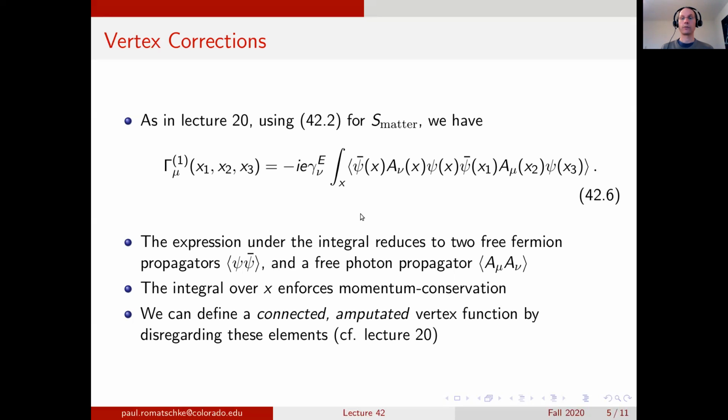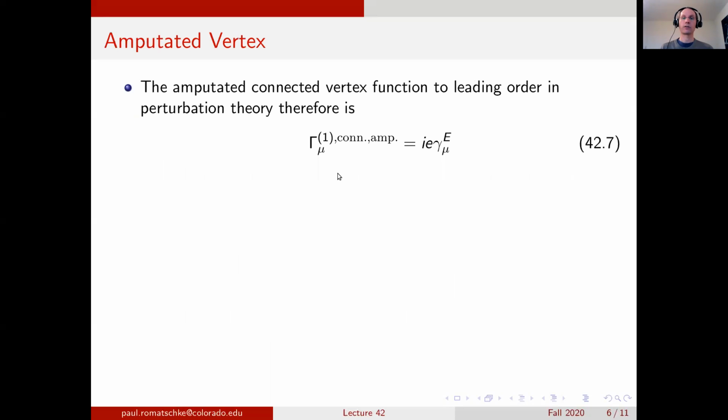So we get the two fermion propagators, and we change the minus sign here to a plus because we've changed the order of the fermions. So that will give us a plus here, and then we have the three propagators and the momentum conservation. If we disregard those because we just want to talk about the amputated vertex function, all we have left is the coefficient here with the extra minus sign. So we get that to first order in perturbation theory, the connected amputated vertex is just ieγ^μ.